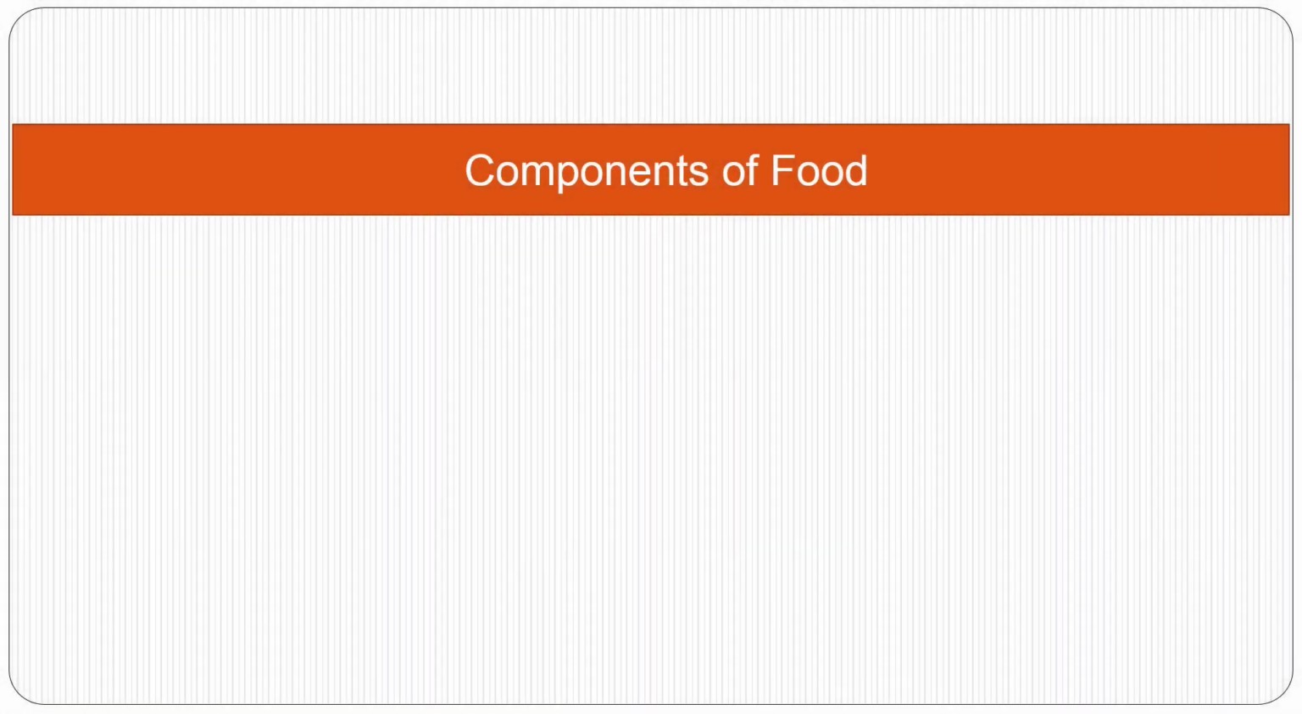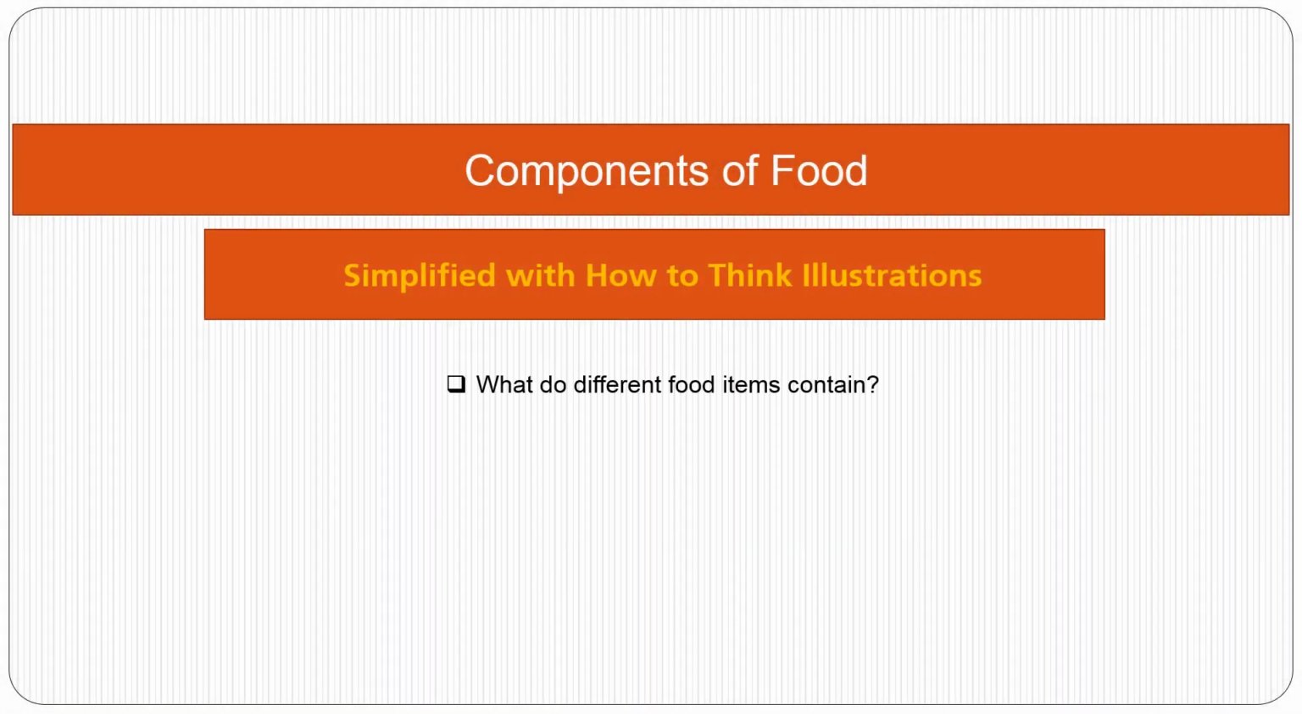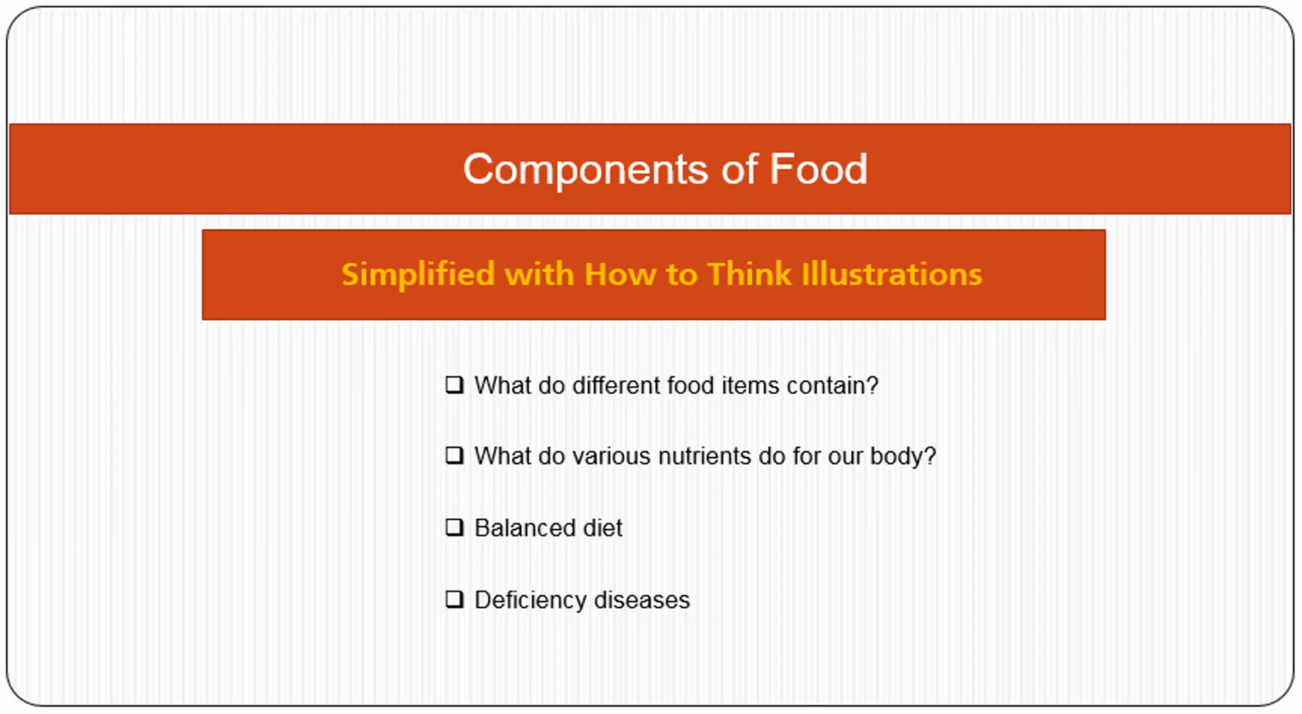This chapter covers what do different food items contain? What do various nutrients do for our body? Balanced diet, deficiency diseases.